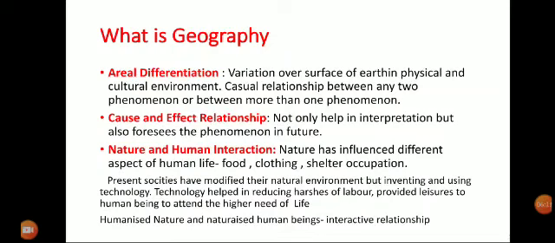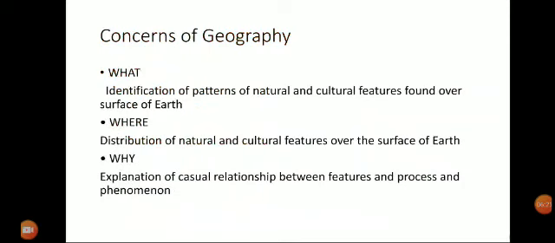and the naturalized human beings. Initially, we were naturalized human beings. Now we have humanized nature. So that is an interactive relationship. But the concern of geography.